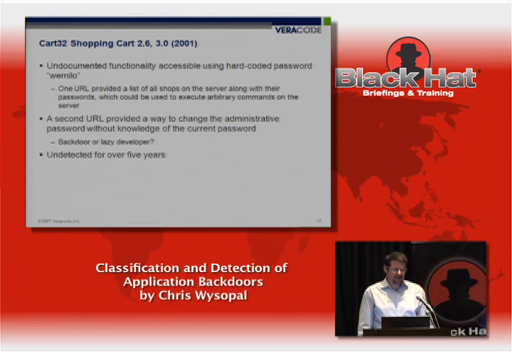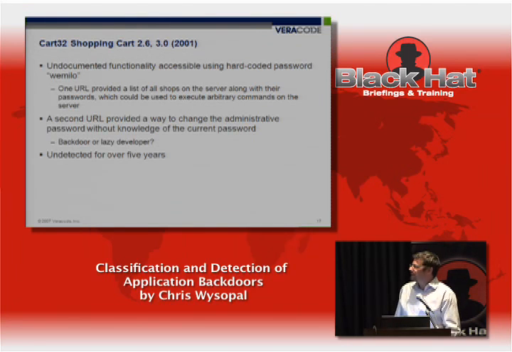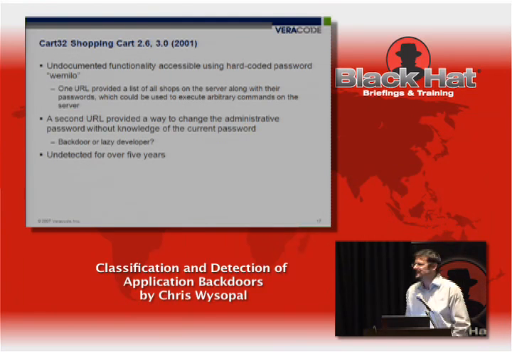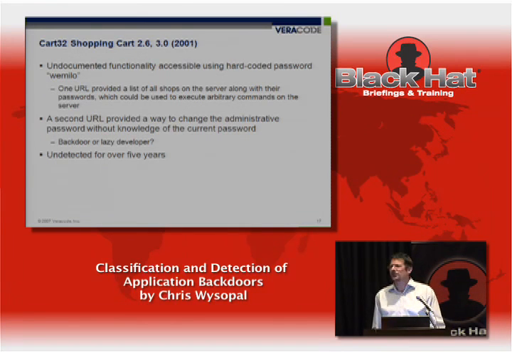This next one was another special credential backdoor in a shopping cart application. This was in a binary, a shopping cart you installed on IIS. And this was also found by someone doing manual binary analysis in a disassembler or a debugger, and they found that there was a hard-coded password: whenever someone logged in, it checked the password against a static string, WEMILO, probably someone's nickname.